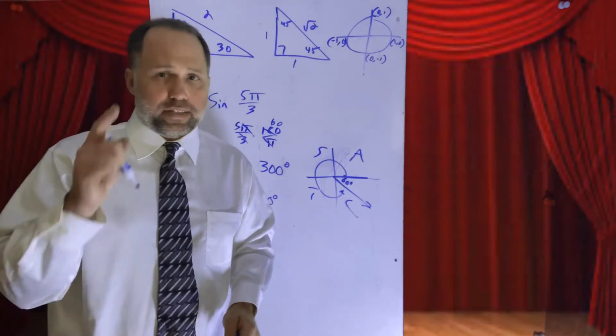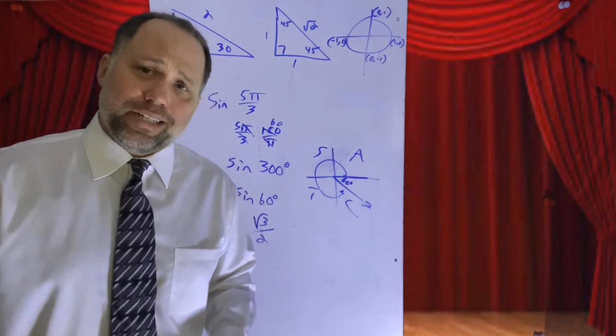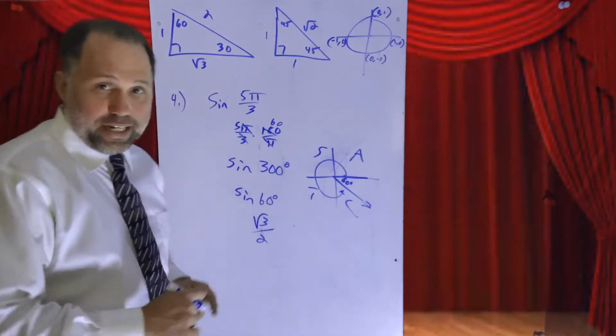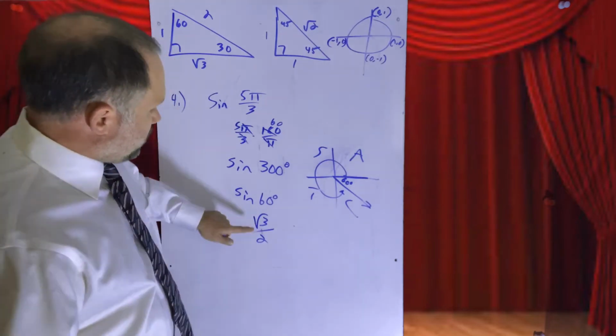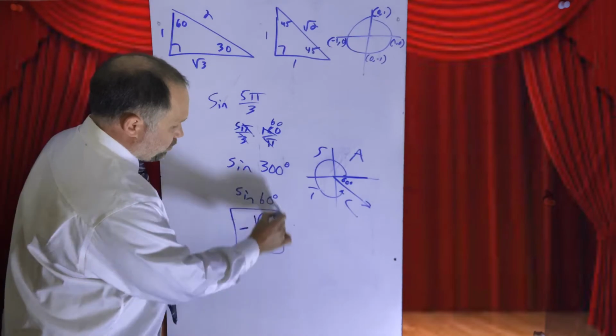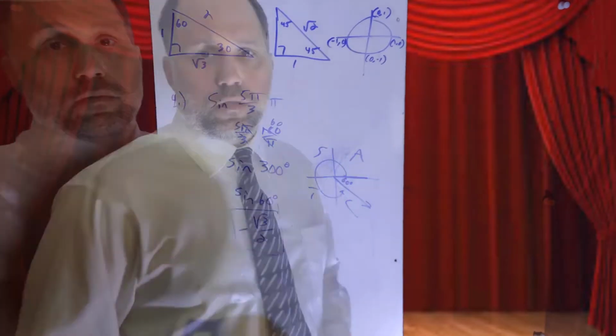I think that's the number 1 reason why a lot of you missed questions is you weren't paying attention to what quadrant you were in. You have to, because it affects your answer as far as positives and negatives. This is going to be a negative radical 3 over 2 because we are in the 4th quadrant.